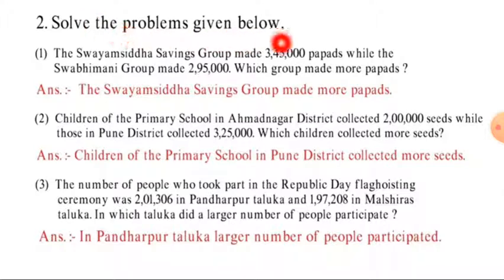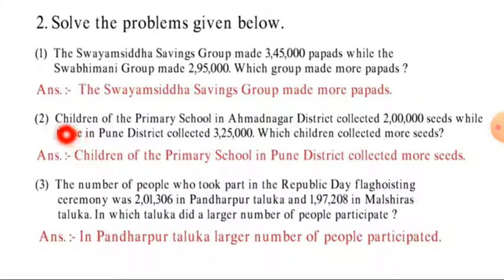Solve the problems given below. Here students, some sums are given and we have to write the proper answer. The first question is, the Swayam Siddhi saving group made 3,45,000 papers while the Swabhimani group made 2,95,000. Which group made more papers? Now students, Swayam Siddhi group made 3,45,000 and Swabhimani group made 2,95,000. So which group made more papers? The answer is Swayam Siddhi group made more papers.